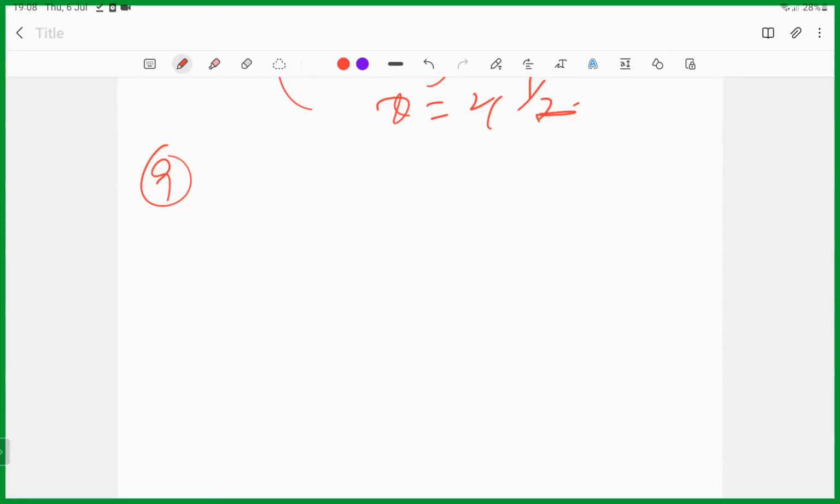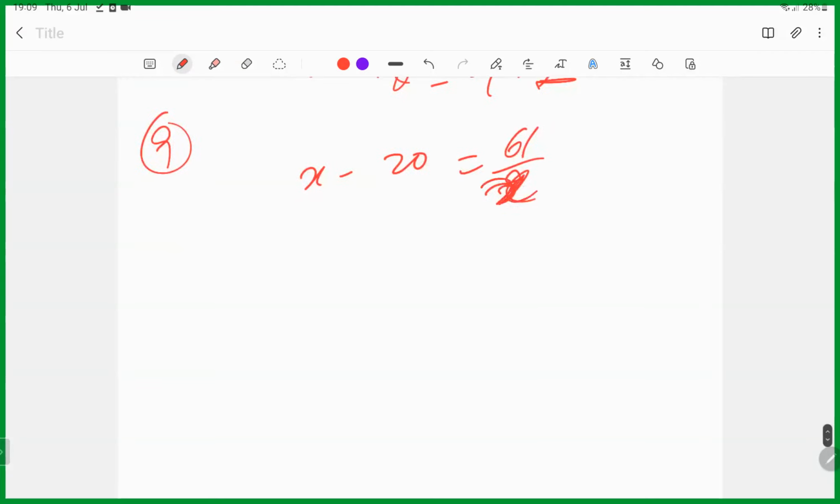Find the whole number which when decreased by 20 is equal to 69 times the reciprocal of the number. So what is the equation? x minus 20 equal to 69 by x. Both are the same only, no? 69 into 1 by x equal to 69 by x only, no?